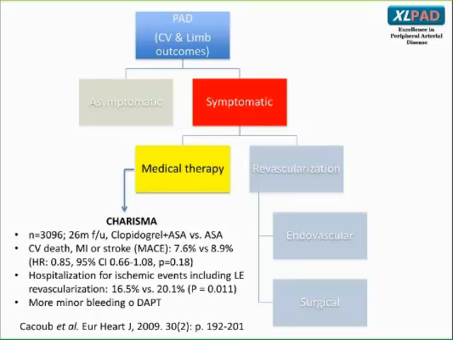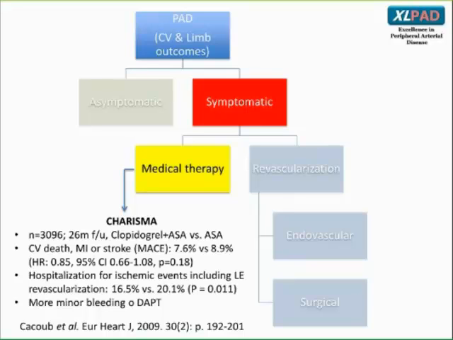The third study along the same theme is CHARISMA. Again, I'm presenting to you the peripheral artery disease subset of patients, about 3,000 patients, 26 months of follow-up, dual therapy with clopidogrel and aspirin versus aspirin alone, with the primary endpoint of cardiovascular death, non-fatal MI and stroke, which showed a non-statistically significant reduction with dual antiplatelet therapy, again in a predominantly PAD subgroup of this large cohort of patients treated with clopidogrel and aspirin.